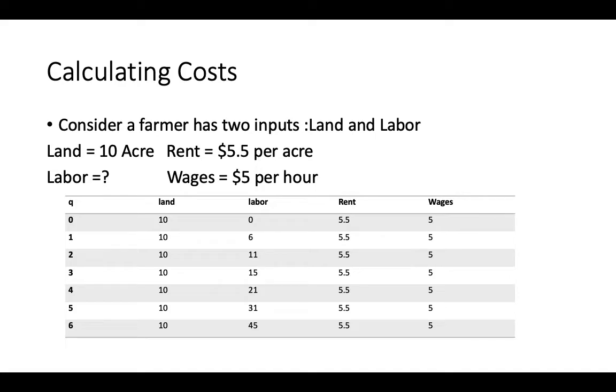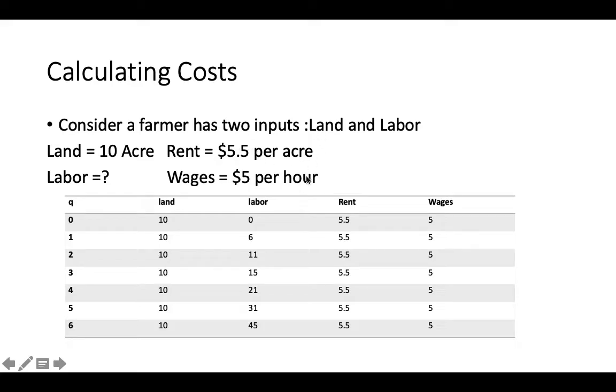Land is a fixed factor which is given, that is 10 acres of land a farmer has, and the price of land is rent, which is given as well, which is $5.5 per acre. However, labor is the variable factor. Farmer has to decide that with this given land, how many workers it requires. But the market wages are $5 per hour.